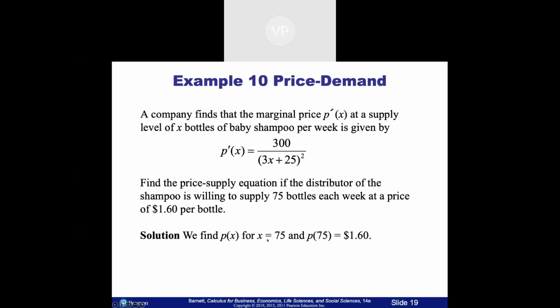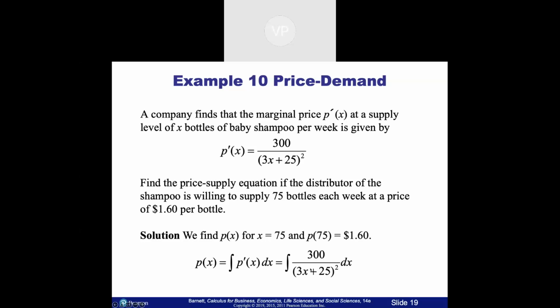So to get P of X, they tell you that P of 75 is 160. So the second part right here, they're telling you if you have 75 bottles, the price is going to be $1.60. That's going to be important for the second half of this. We're going to come back. Main thing, to get the P, we want to find the integral of this equation they gave us, this one right here.